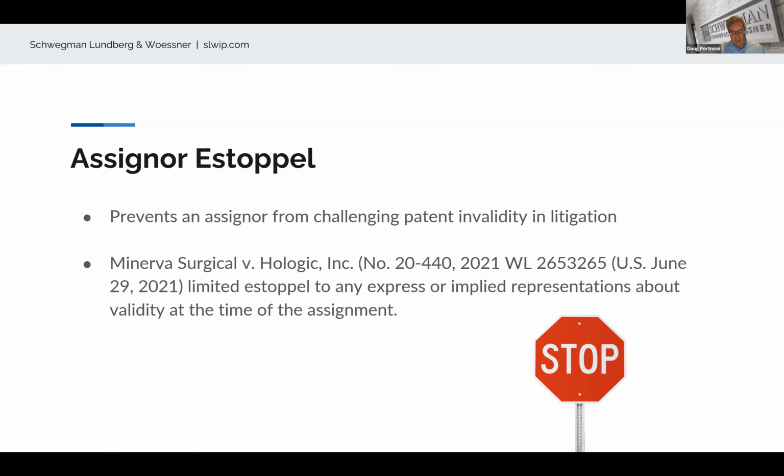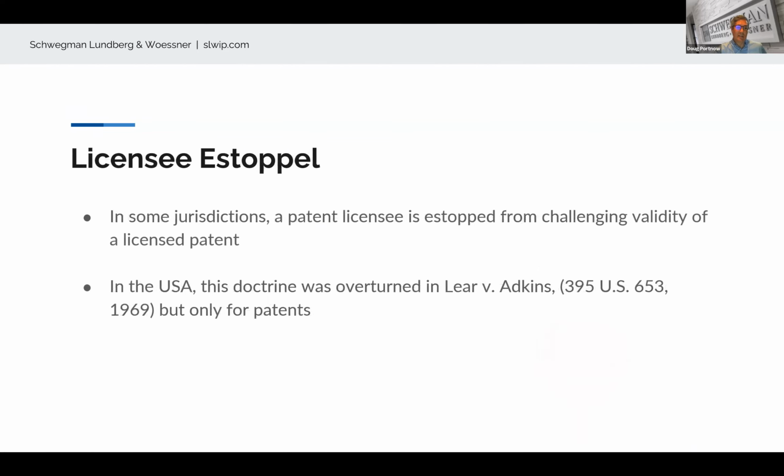There's another concept on the next slide that is called licensee estoppel. And in some jurisdictions, a patent licensee, so again, we're talking about a license, not an assignment. The licensee, meaning the person who is paying money to obtain rights or to use the patent, is estopped from challenging the validity of a licensed patent. And that was the case in the United States until 1969, when the Supreme Court overturned this doctrine, and that was in the Lear v. Atkins case. So a licensee now is capable of challenging the validity of a patent.